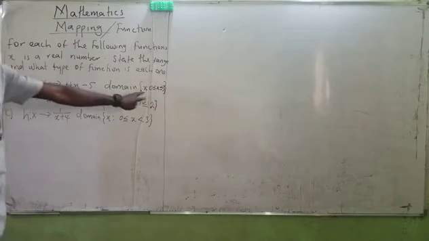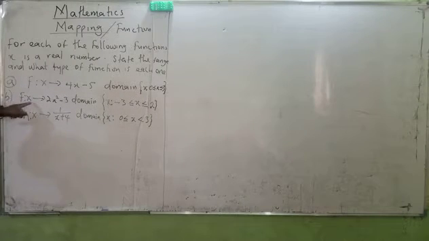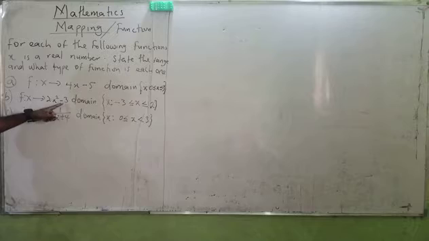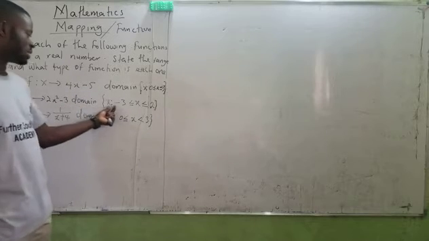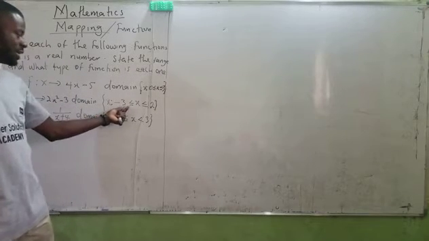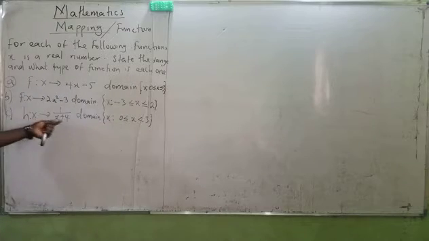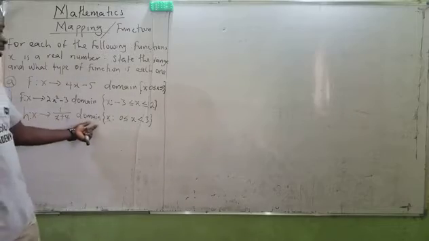And these are the sets, the set of values. B is 2x squared minus 3. The domain is x taken from minus 3 to minus 2, less than or equal to. H of x equals this, and the domain is this.